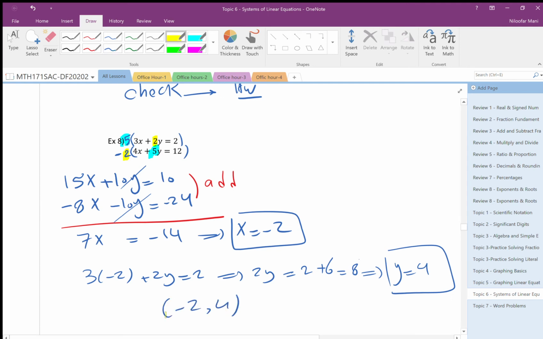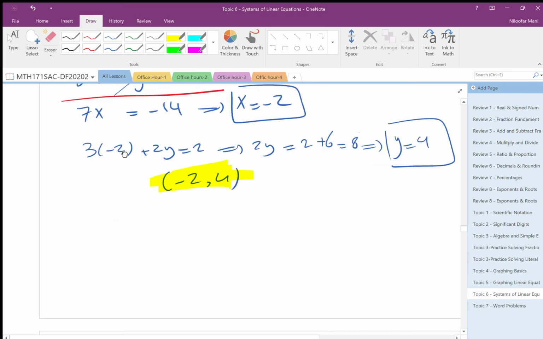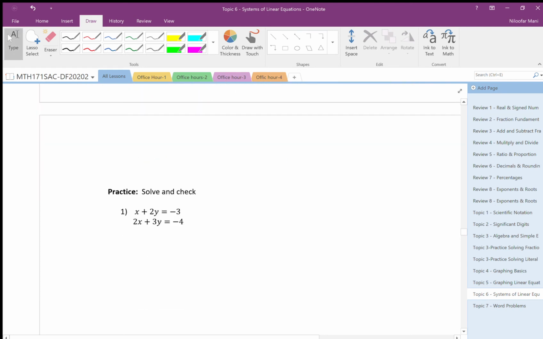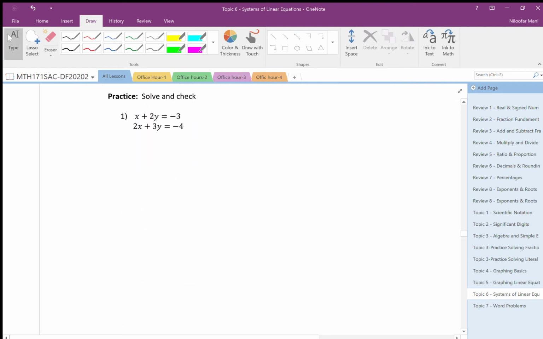As homework, you can check your answer. Means you have to substitute in the original equation and see if left side equal right side for both of them. Okay, so check is your homework. Okay, so how about here? How can I remove? Which one can I remove?